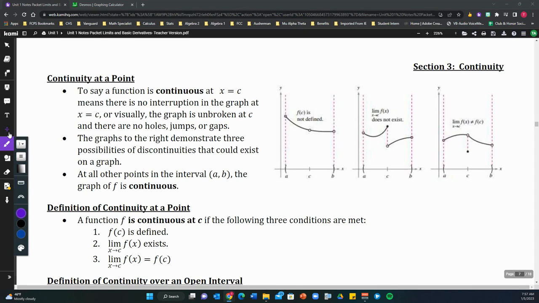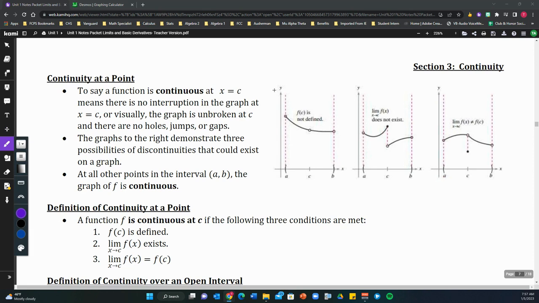So for today's topic, we're going to be looking at continuity. We spent the first two sections looking at limits of functions. Today we're going to take that concept of a limit and apply it to investigate whether a function is said to be continuous or not at a point and then over an interval.